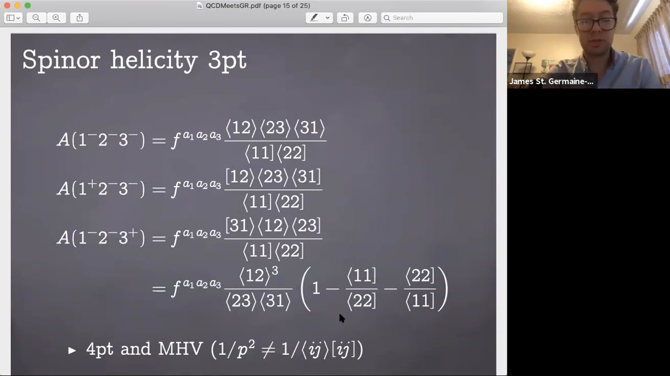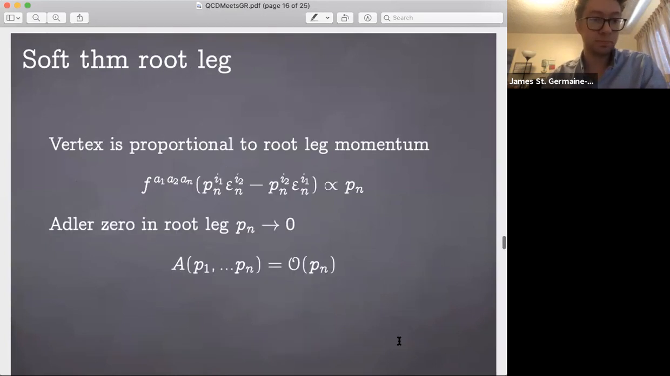Now, it'd be nice if this extended, if you could get an MHV decomposition, if this went beyond 3-point to 4-point. It may, but it's not quite as clear how to do that because the propagators don't factorize quite so nicely into holomorphic and anti-holomorphic pieces like they do in Lorentz theories.